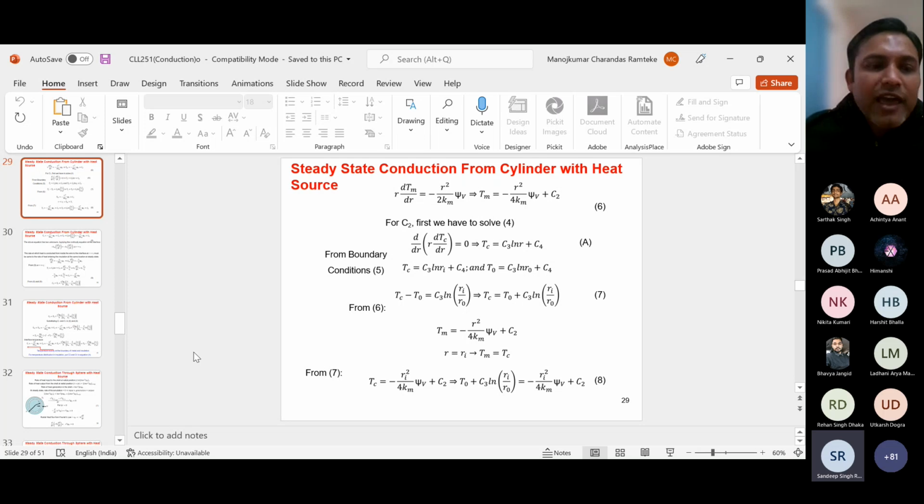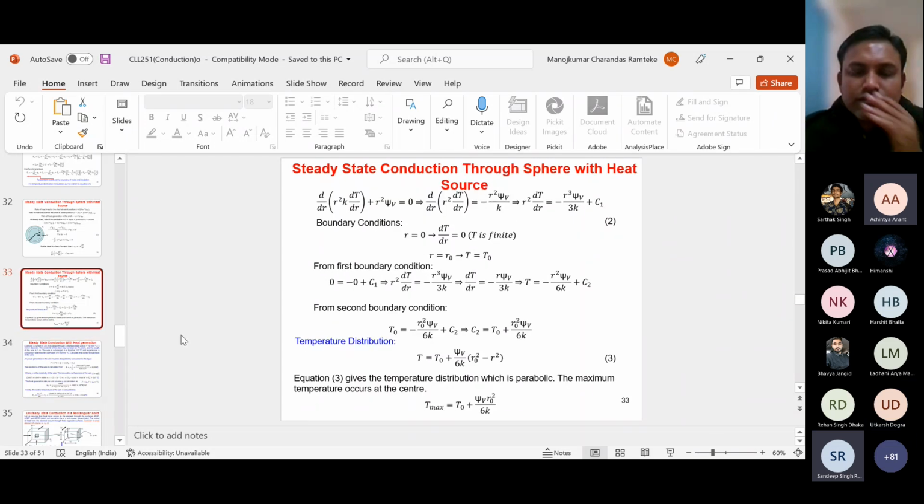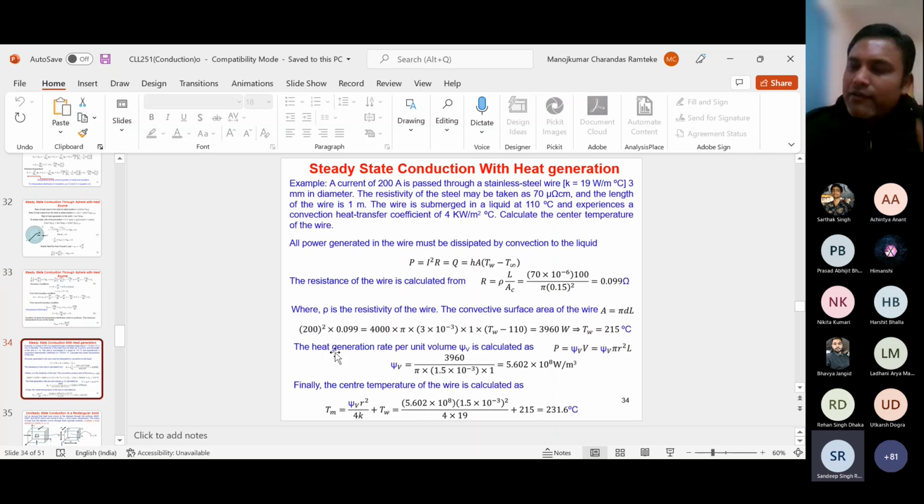Or do you want me to derive again? Sir, ultimately we have found the temperature profile, and to find the maximum temperature, we have put r equal to 0. Yes. So see, okay, I will do it.